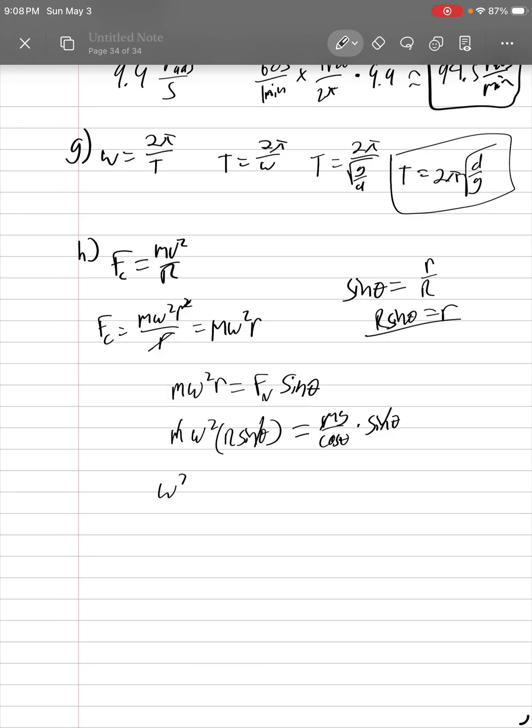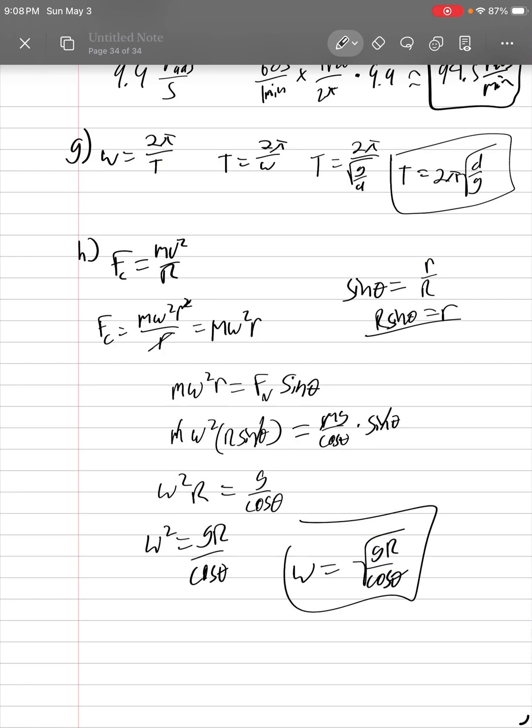So we'll have omega squared times r is equal to g over cosine theta. And so from here, we can just multiply r over. So we'll have omega squared is equal to g r over cosine theta. And we'll just square root this. We'll have omega is equal to the square root of g r over cosine theta. And that will be our answer for part H and the final part of FRQ4.